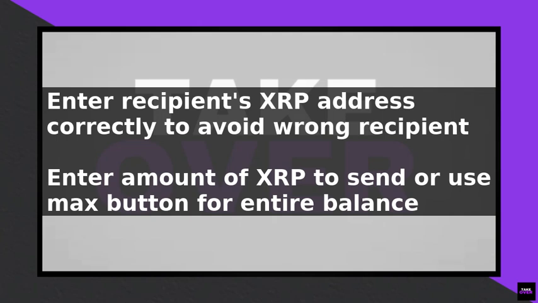Your XRP transaction will then be processed on the Ripple network and should be completed within a few seconds. You can track the status of your transaction by tapping on the Transaction History option in your XRP wallet.